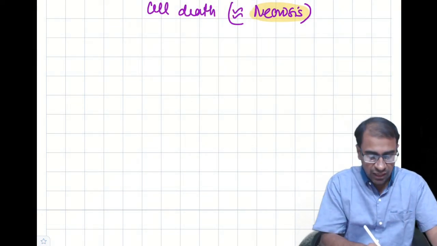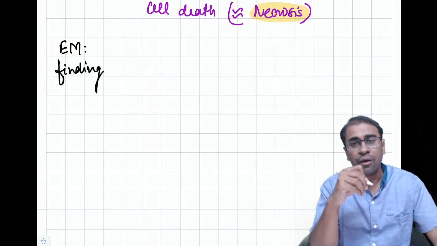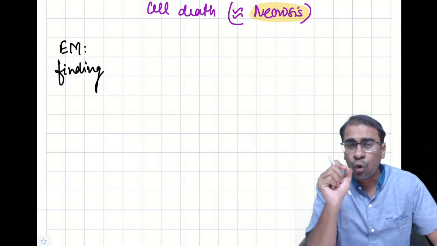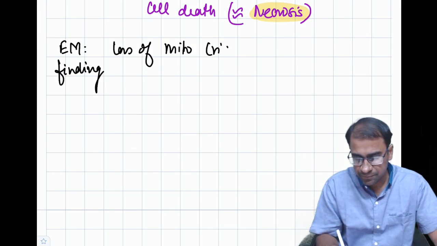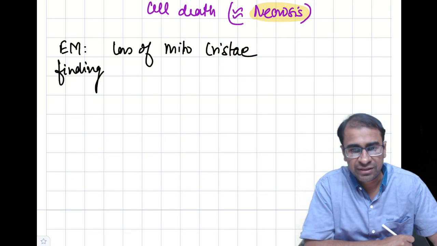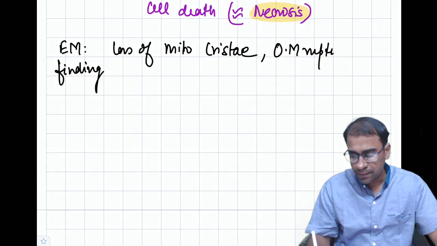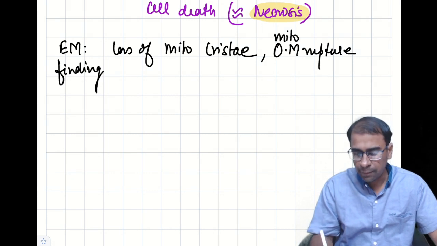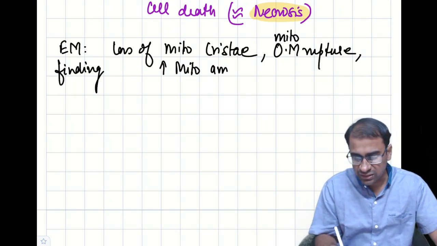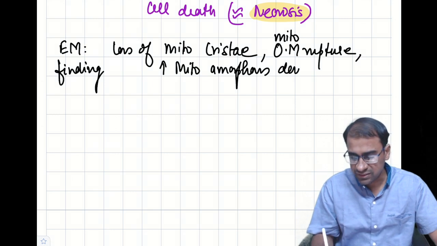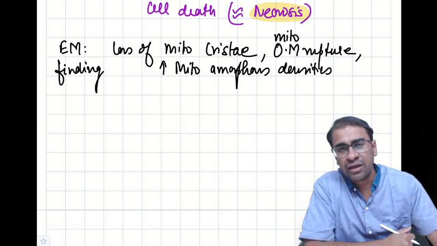what are the electron microscopy findings, the EM findings, in ferroptosis. Basically, it causes all the mitochondrial damage. It leads to loss of mitochondrial cristae. It leads to rupture of the mitochondrial outer membrane. It may lead to increased mitochondrial amorphous densities, which, if you remember, are all findings of irreversible injury.